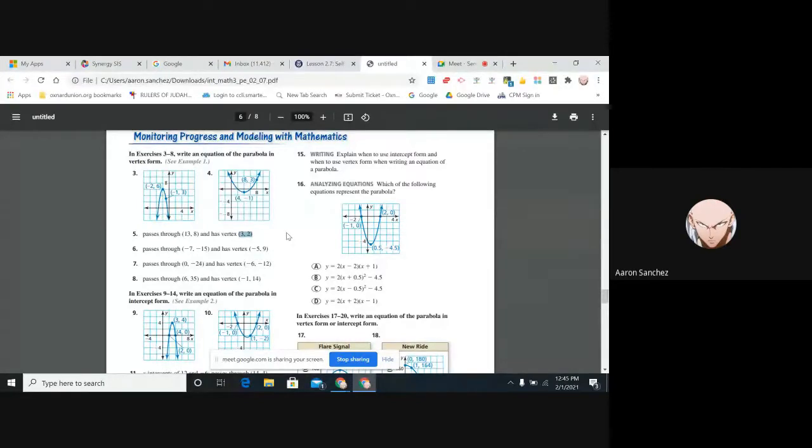Okay. I'll just do five real quick. I'm going to do five like semi-fast. I don't know if I should have you guys do it. But it has a vertex of 3, 2.